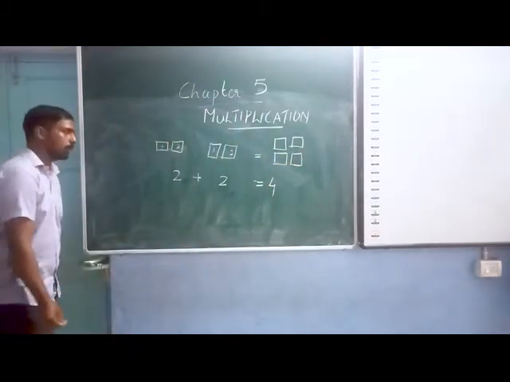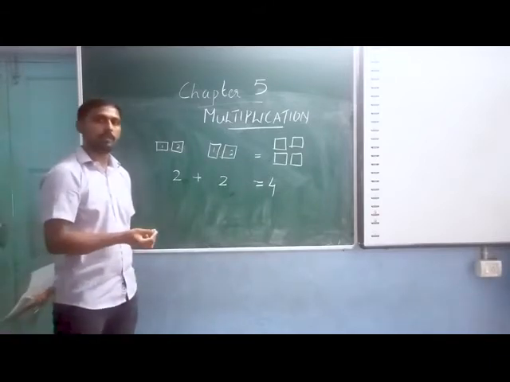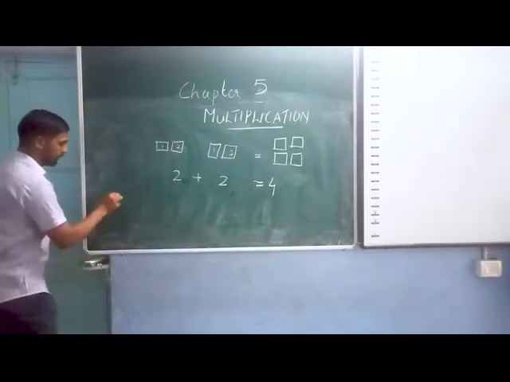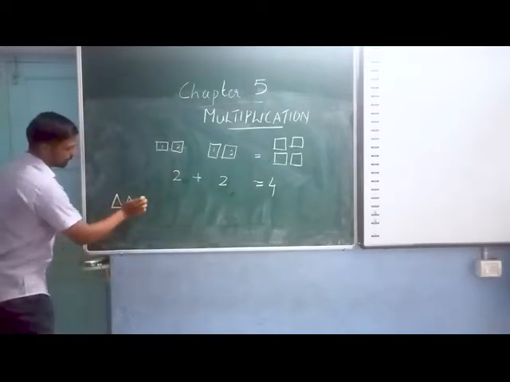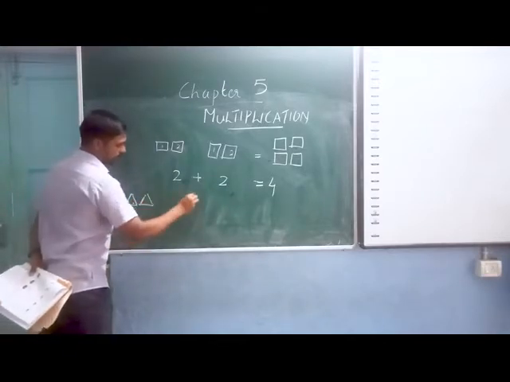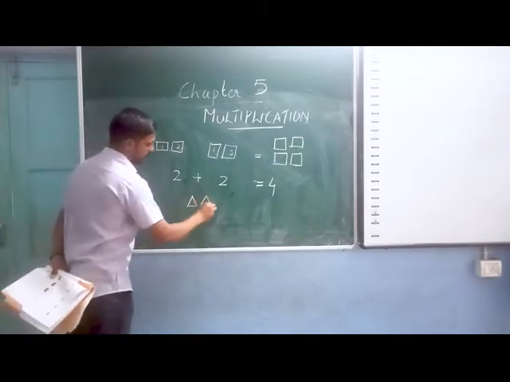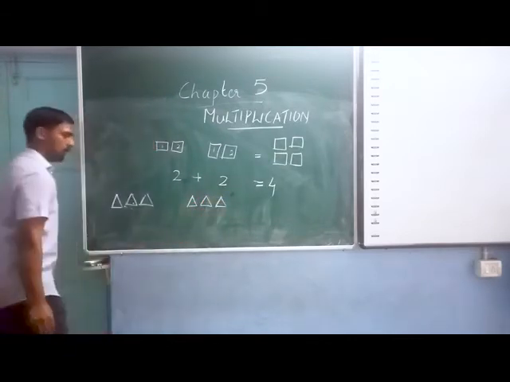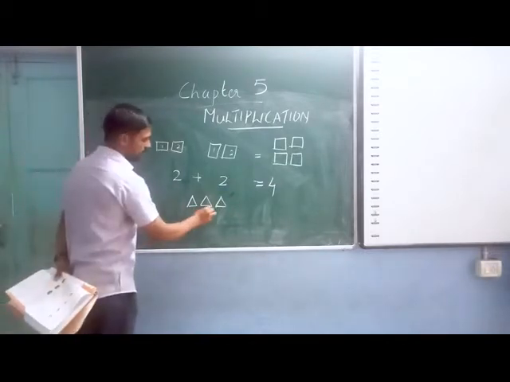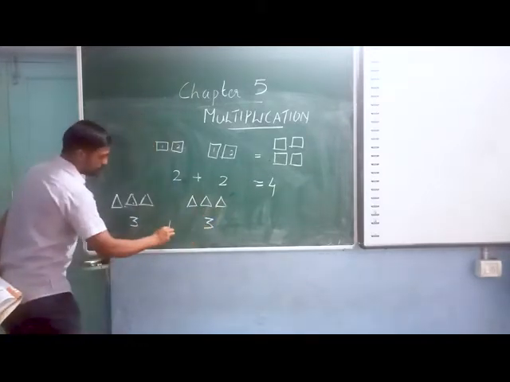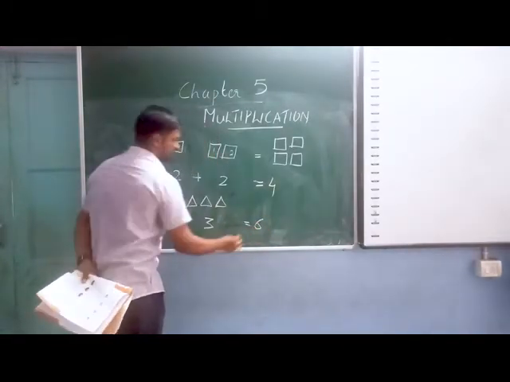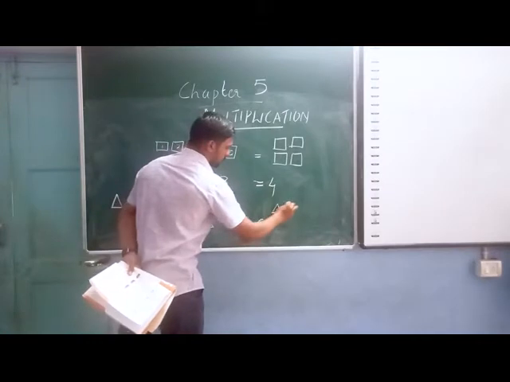Okay. So, this is the same method that we will follow in order to learn multiplication also. We can say that if there are 3 triangle sets. There is one triangle set here, there is another triangle set here. So, how many triangles are there here? Here there are 3 triangles and here there are 3 triangles. If you add 3 plus 3, it is equal to how much? It will be 6. So, how many triangles will be here? 6 triangles.